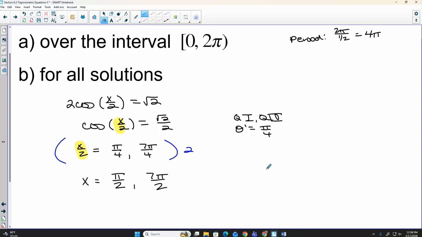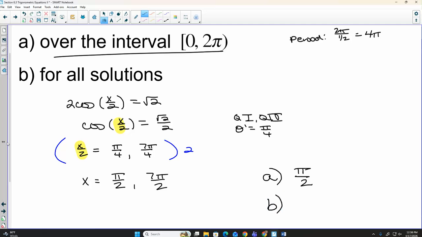So to answer my questions, part A. A only wanted the answers between 0 and 2 pi. Pi over 2 is there. 7 pi over 2, that's 3.5 pi. So that's not in between 0 and 2 pi. So part A, I just get one answer.